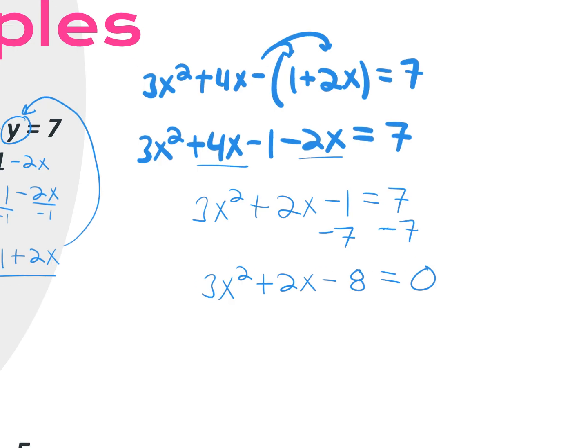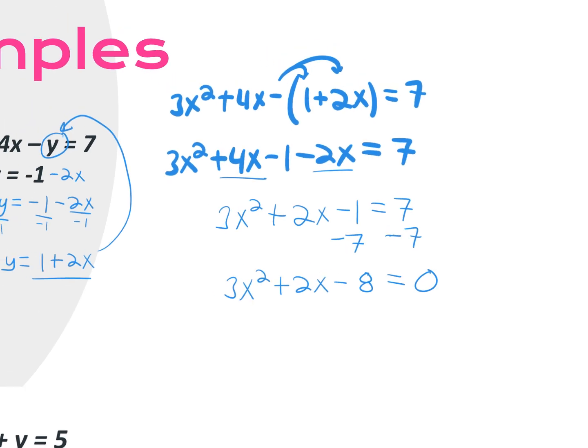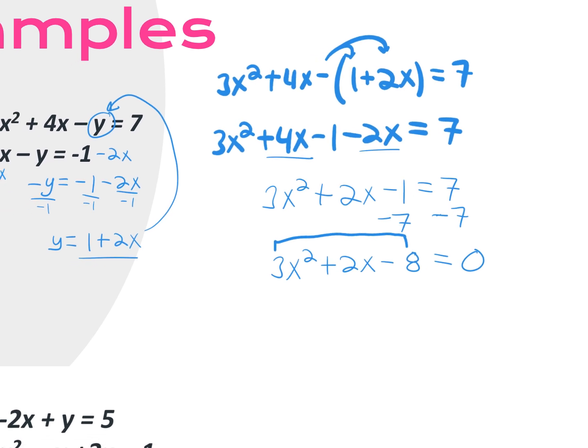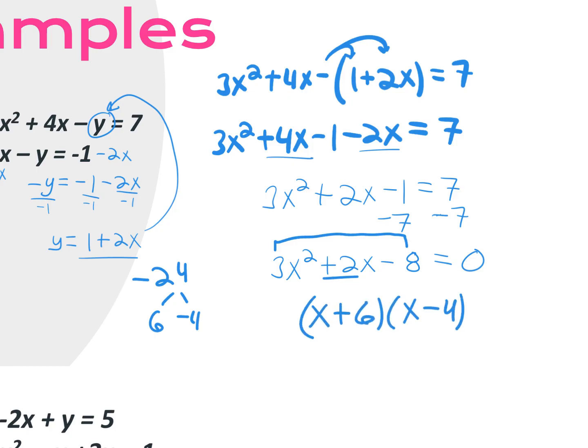How would we try to solve that? Right, we would try to factor it. Did we forget how to factor? Maybe, but let's refresh. We need factors of negative 24 that add to positive 2. What do we get from that? Good, 6 and negative 4. So this is going to become x plus 6 and x minus 4.